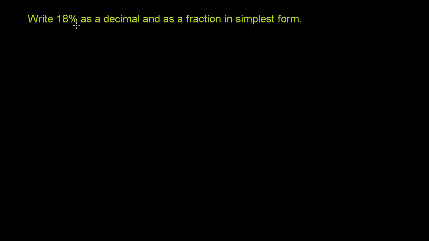Write 18% as a decimal and as a fraction in simplest form. So let's do it as a decimal first. So 18% is the same thing as 18 per 100, or 18 percent. I'm actually separating out the percent word. It's normally one word, but I'm writing it as literally "per cent." Cent means the same thing as 100. So this literally means 18 per 100.